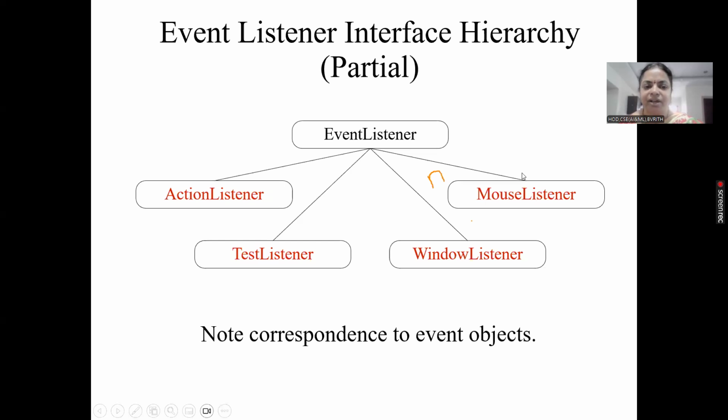So next is the event listener related hierarchy. This is also a partial hierarchy. From the event listener, there are a lot of event listener classes like action listener for action event, text listener for text event, window listener for window event, mouse listener for mouse event. So like this, we have different types of listener interfaces.